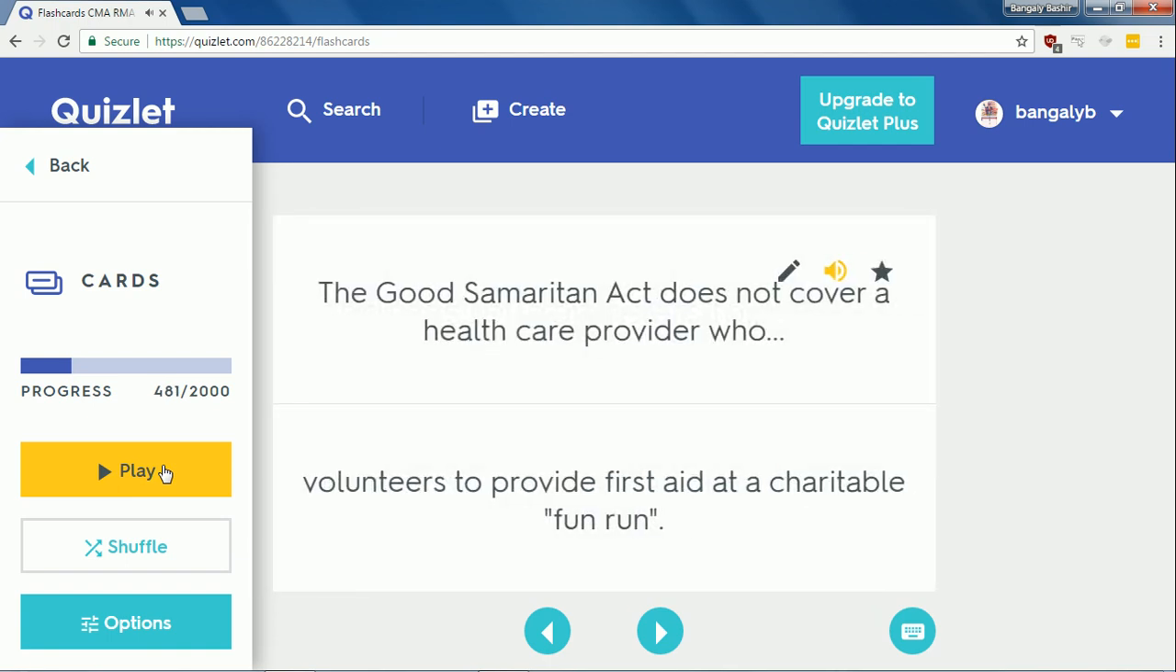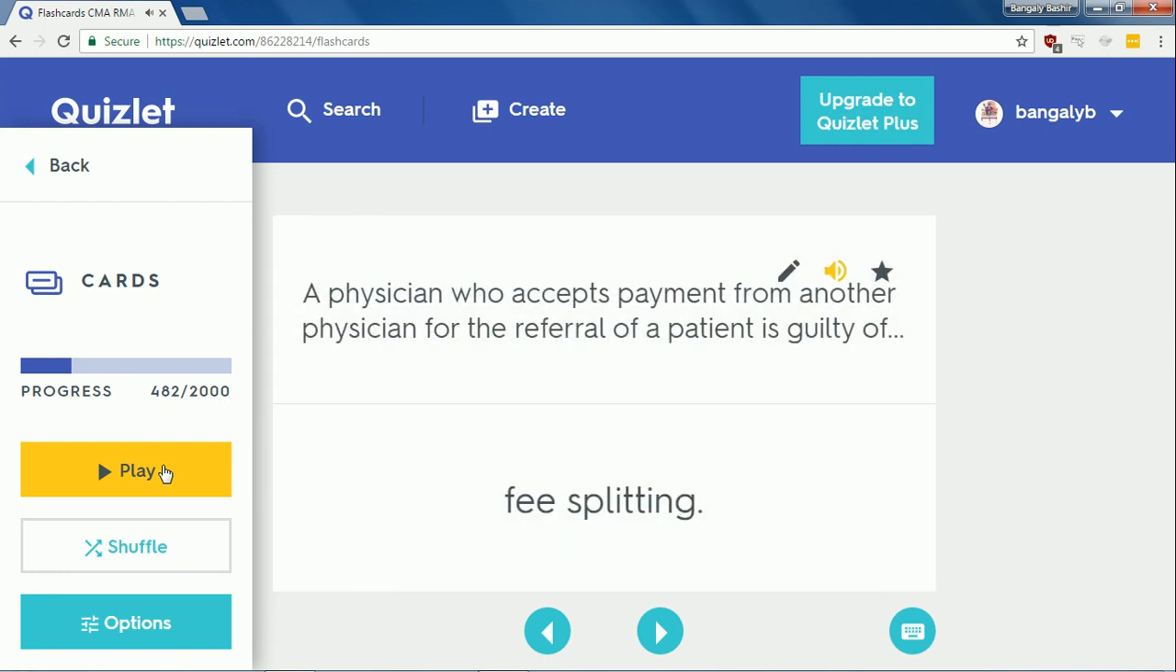The Good Samaritan Act does not cover a healthcare provider who volunteers to provide first aid at a charitable fun run. A physician who accepts payment from another physician for the referral of a patient is guilty of fee splitting.